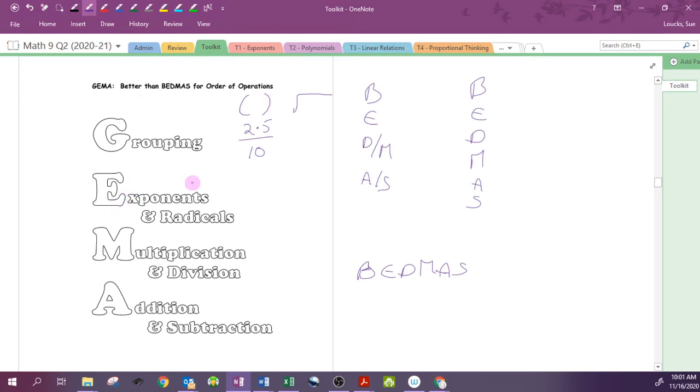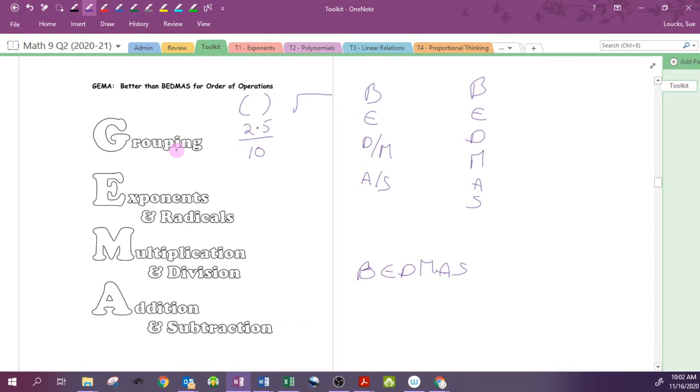The E stands for exponents, and radicals are kind of the opposite of exponents. We'll talk about that later. The M stands for multiplication and division. Okay, so it's not one then the other, it's both of them. It's whichever one you come across in order in the equation from left to right, or in the expression. And the A stands for addition and subtraction.